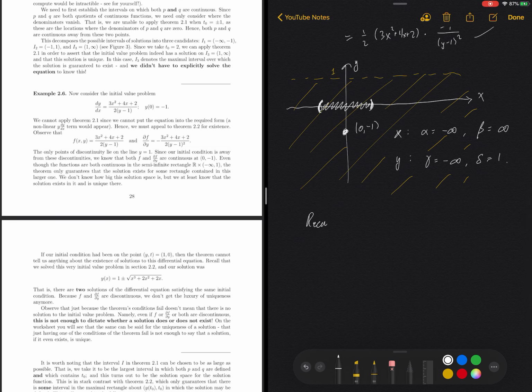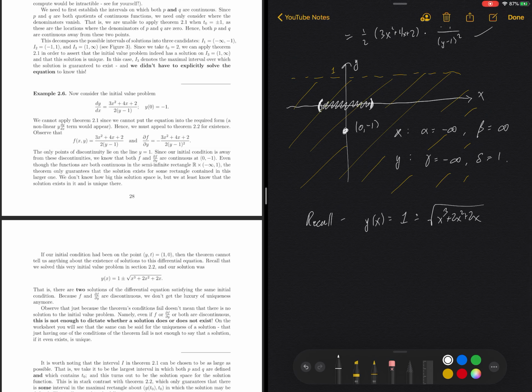And we did actually find this solution. Well, if I remember that this is an x and not a t. There we go. So I can recall from our earlier example that we solved this explicitly. y equals 1 plus or minus the square root of x³ + 2x² + 2x. Right? That was our particular solution to this original initial value problem up here. So what I wind up with is just a theorem that tells me that I get exactly one solution here.